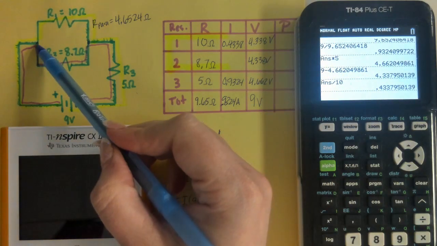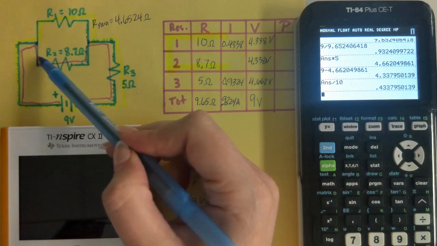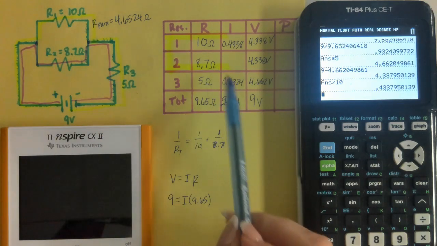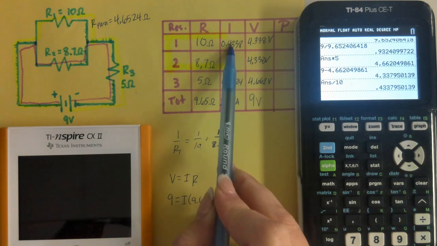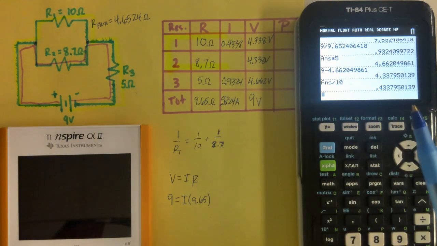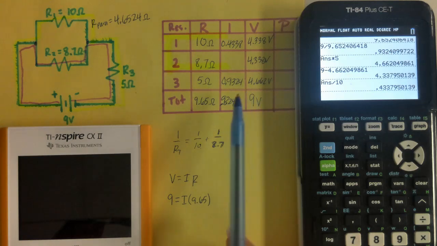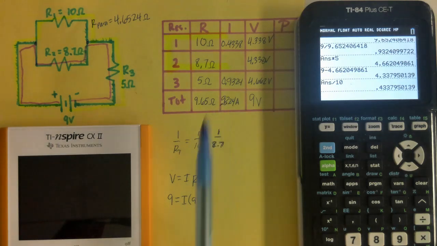And then through this one, I can do the same thing using these two values, or because I know that the current splits here, part of it goes here, the other part goes here, I could also find this by subtraction because I know the total current. So I could take this total and subtract this from it, and that would give me the remainder. But I'm going to go ahead and just solve it the same way I did this one, simply because I don't want to have to arrow up to find all those other values.